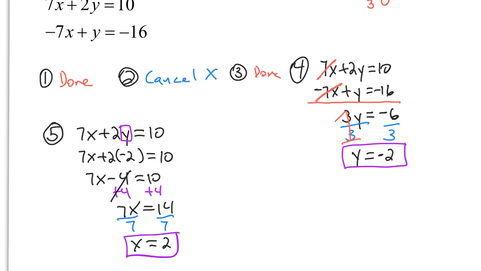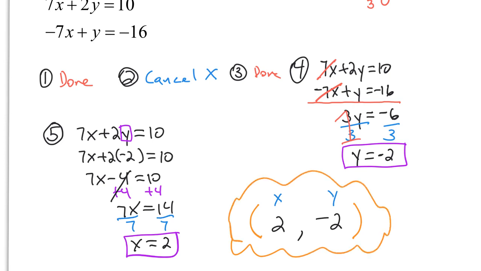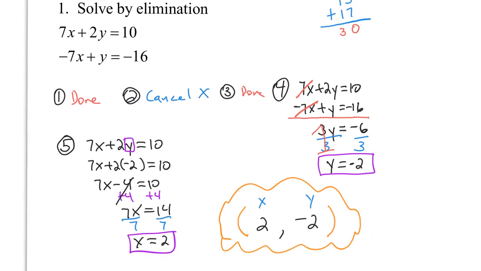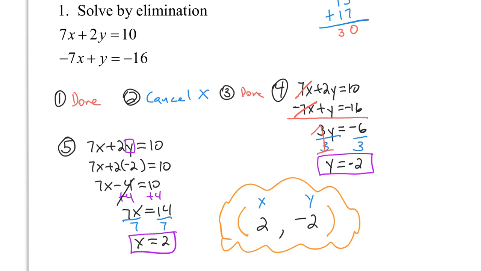Now, how do you write the answer? Remember, you have an ordered pair. So we need a parenthesis. x is always first. So I have a positive 2 for x. And the y is next. So I have a negative 2 for the y. So we got the answer of the system. What this means is that if you substitute a positive 2 into these x's and a negative 2 into these y's, you will get a true statement.